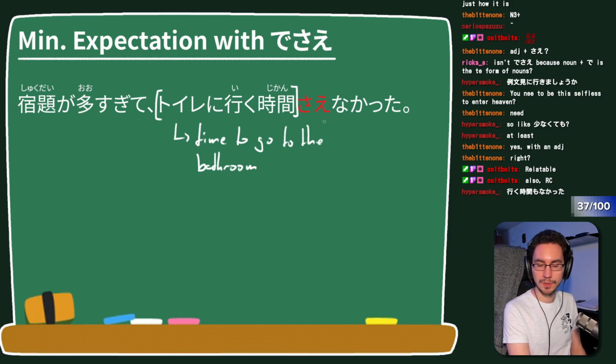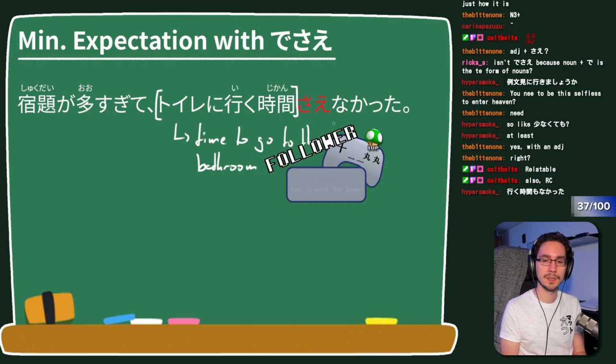行く時間もなかった. Yeah, you can also use も. さえ in this case is a stronger emphasis, saying トイレに行く時間もなかった. That's more neutral. It also is slightly emphatic with も.